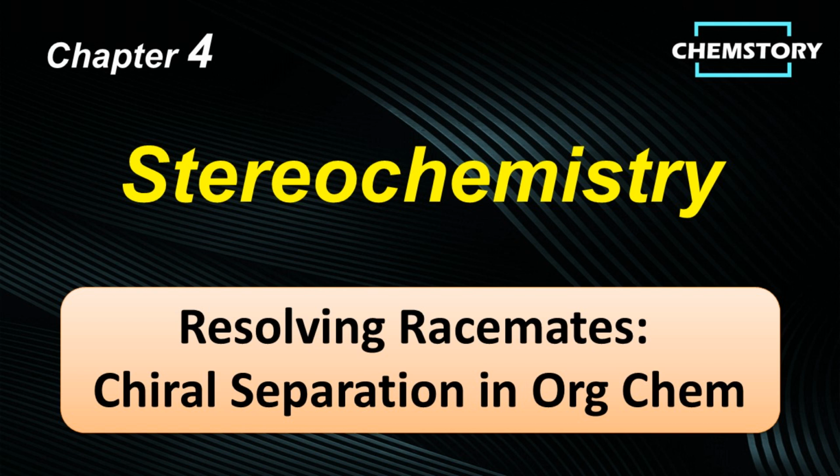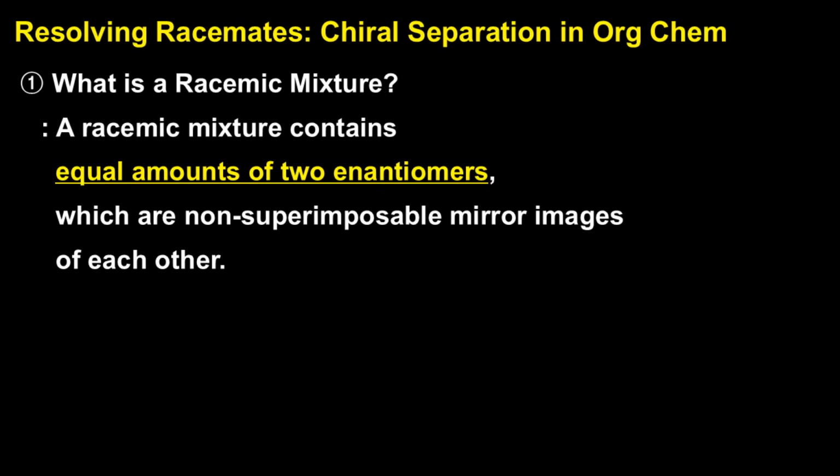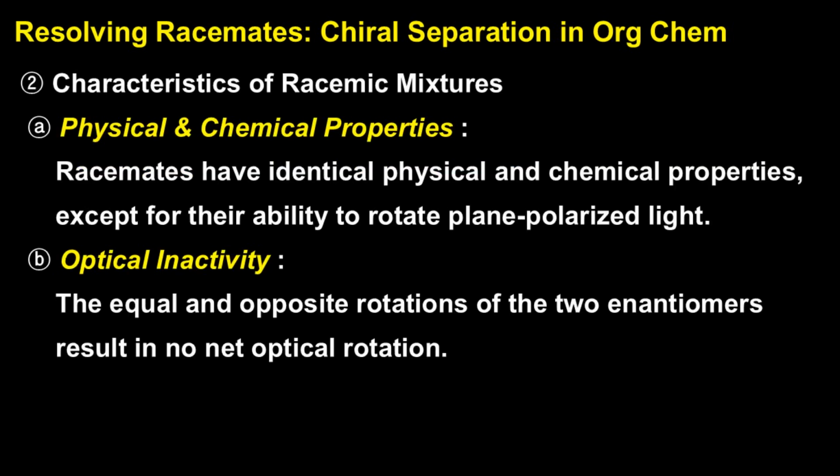Let's find out. First, let's start by defining what a racemic mixture is. Basically, a racemic mixture has equal amounts of two enantiomers, which are non-superimposable mirror images of each other. That's the key point to remember. Enantiomers have pretty much the same physical and chemical properties, like boiling point, solubility, and polarity. The one big difference? How they interact with plane polarized light. That's where things get interesting.